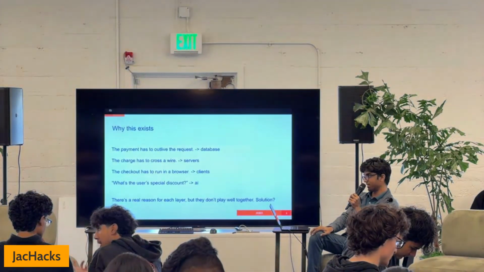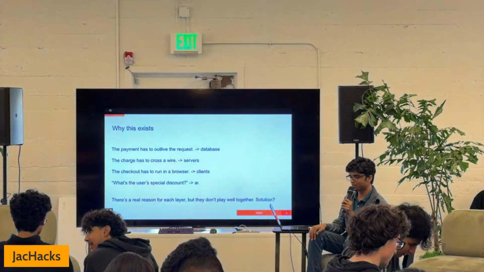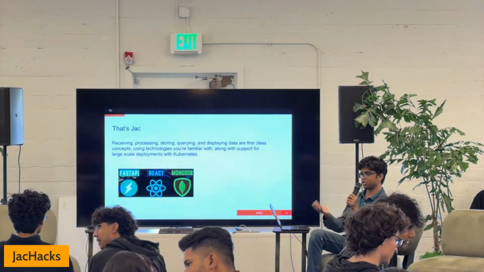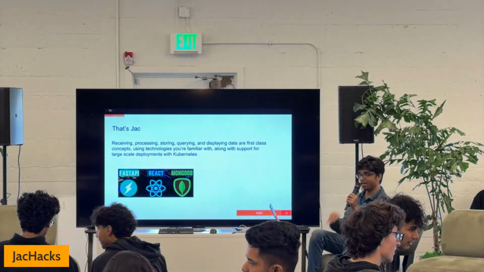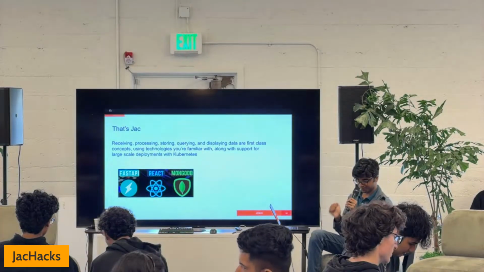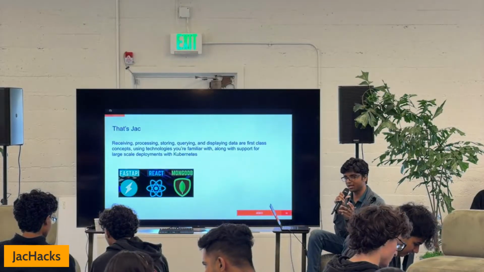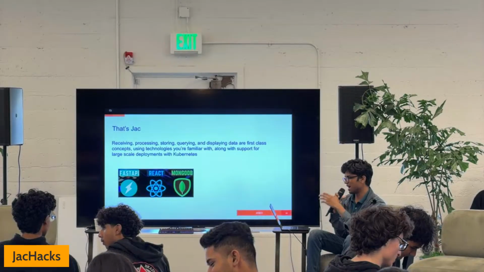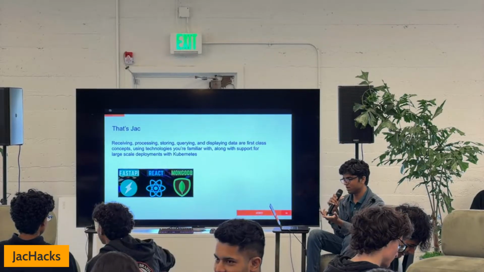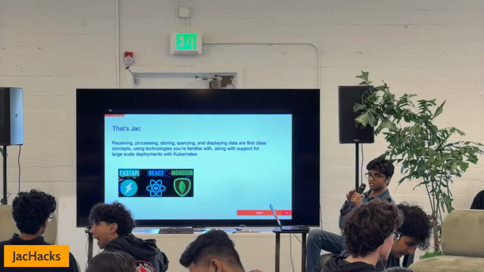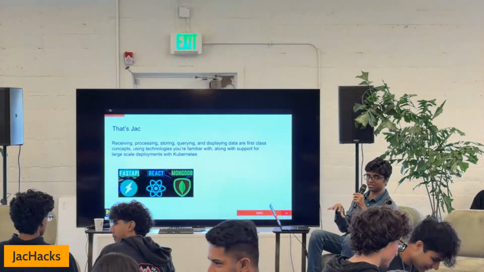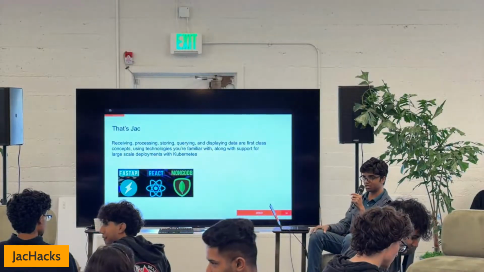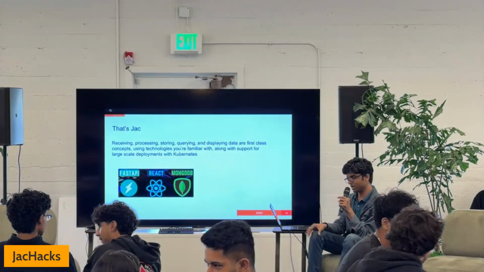The solution to this is essentially one of Jac's main advantages, which is that database, processing, storing, querying, and displaying data are first-class concepts. What this means is Jac, the language, embeds these application concepts as part of its compiler. So the Jac compiler knows what a backend is. The Jac compiler knows what like databases are, and it also knows what like websites are. And this is not something any other language does.